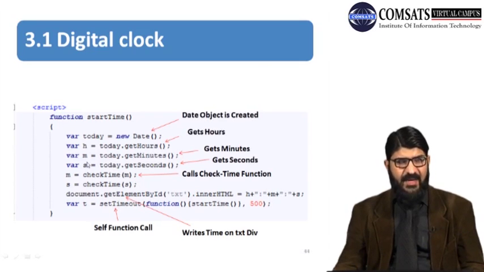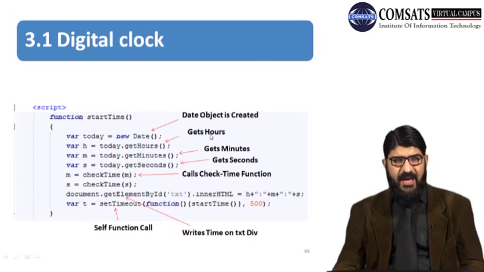And then the variable m is created and assigned with today.getMinutes, and it will return the minutes to the variable m. And then the variable s is created, and then today.getSeconds is mentioned. It will return the seconds to the s variable, and then the m is assigned with check time in minute.